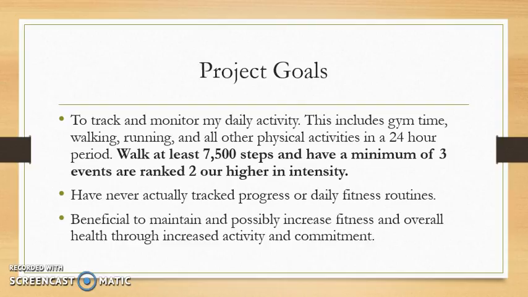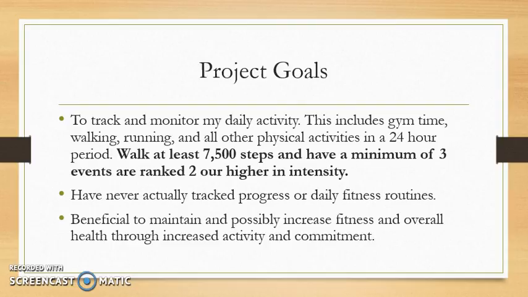To set some more specific goals, I want to walk at least 7,500 steps a day, which we'd be tracking with a monitor, and have a minimum of 3 events a week that are ranked 2 or higher in intensity. That ranking is a relative ranking that I made up on a 0 to 5 scale that I assign to each activity when it occurs. And again, we never really tracked this, so that was one of the big reasons for doing it, and obviously it's really beneficial to maintain and possibly increase your physical fitness for your overall health.